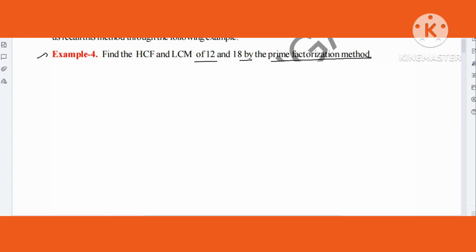So here, first of all, we have to take the number 12 and do prime factorization. 2 sixes are 12, 2 threes are 6. And also 18: 2 nines are 18, 3 threes are 9. So 12 we can write as 2 square into 3, and 18 we can write as 2 into 3 square.